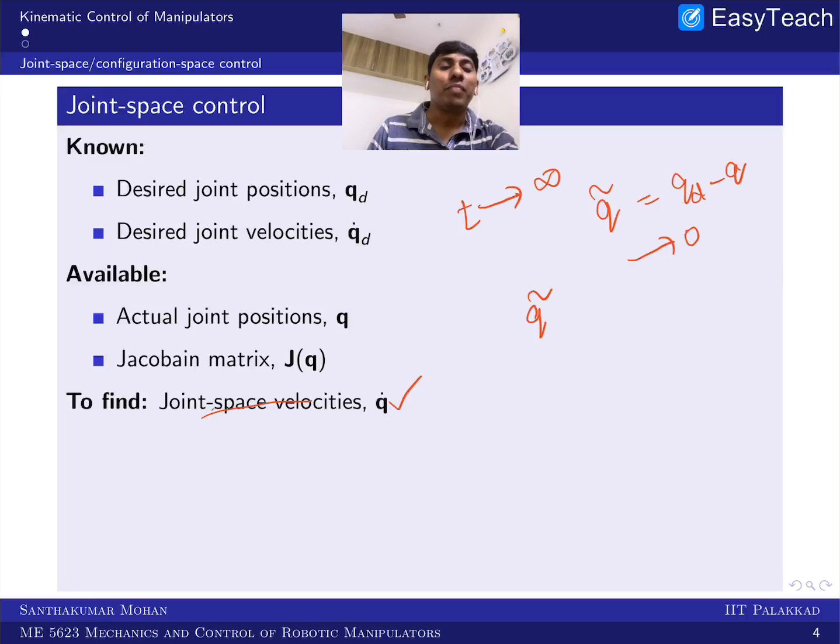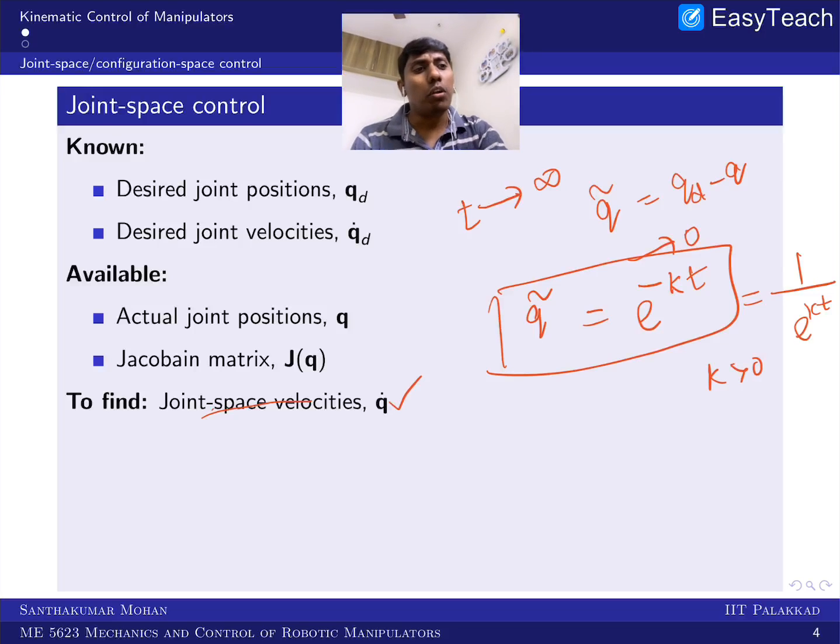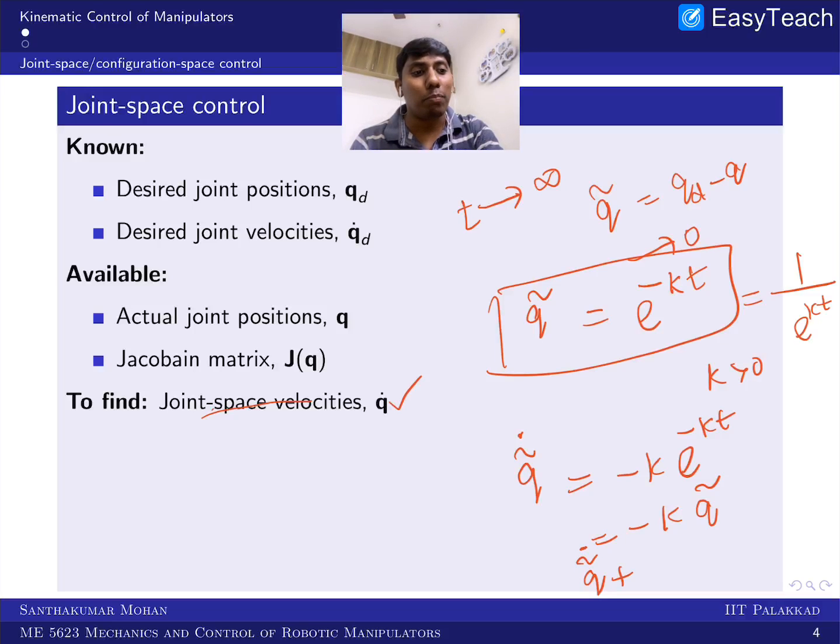What was the easiest choice? The asymptotic, in the sense exponential, function. I took an exponential function with some positive constant, but with a negative power, where k is positive. With respect to time, as t tends to infinity, this Q tilde tends to 0, right? This would be equivalent to 1 by e to the kt, so this becomes infinity and 1 by infinity becomes 0. Now I am differentiating this. What I will get is Q tilde dot equal to minus k into e to the minus kt, so minus k times Q tilde. Putting everything on one side, Q tilde dot plus k Q tilde is equal to 0.